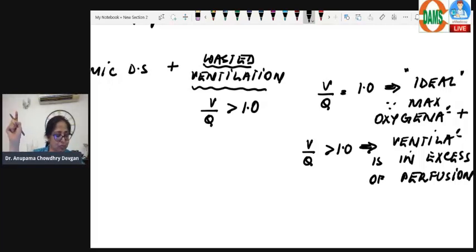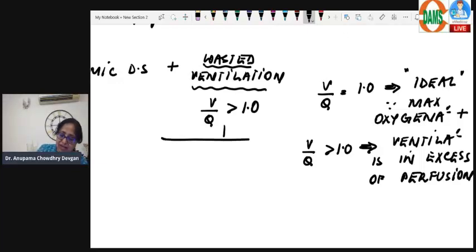At VQ ratio more than 1, when ventilation is in excess of the perfusion, this extra ventilation is being wasted, because hemoglobin saturation cannot increase from 100% to 150 or 170%. It remains at 100. Cannot become more than 100. 100 is achieved at 1. VQ ratio more than 1 means wasted. It is not helping me to increase the hemoglobin saturation. So wasted ventilation, more than 1.